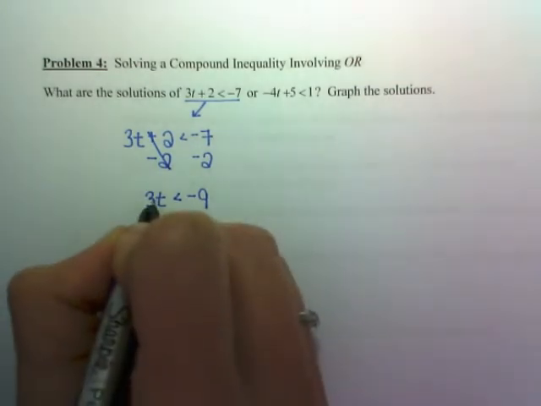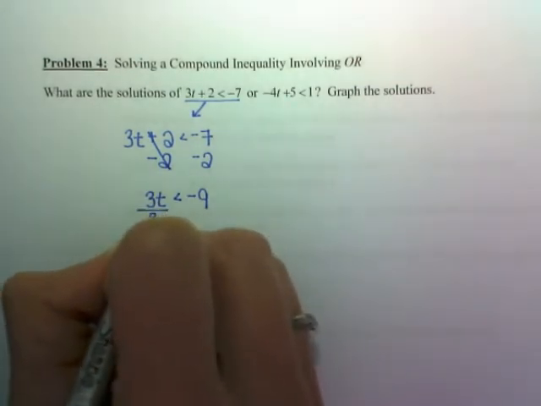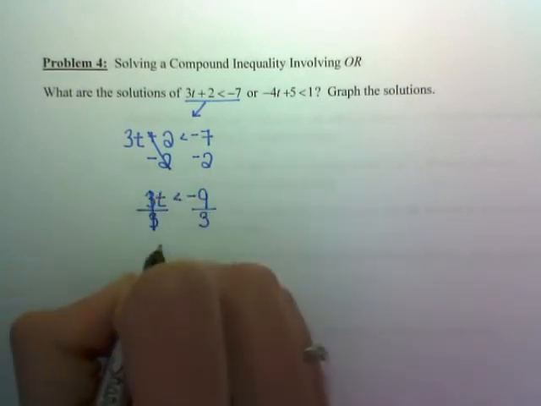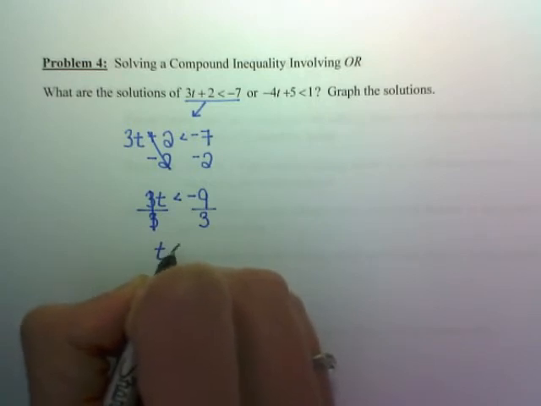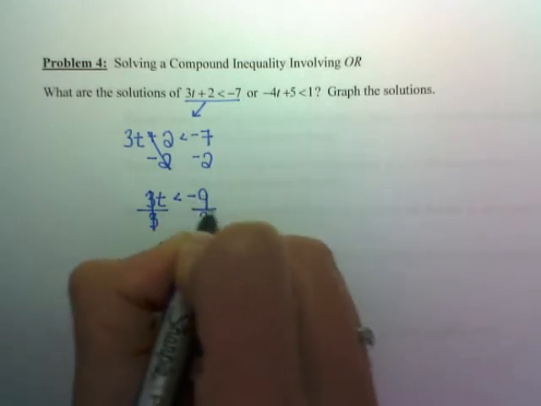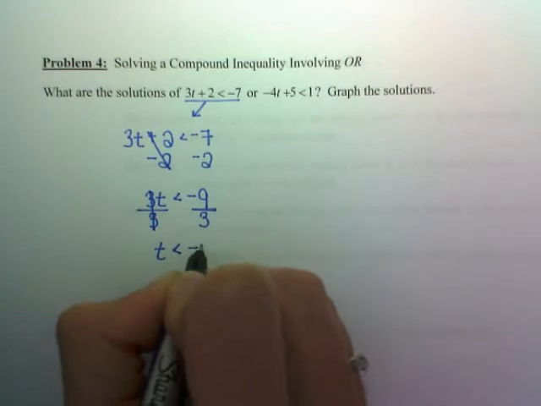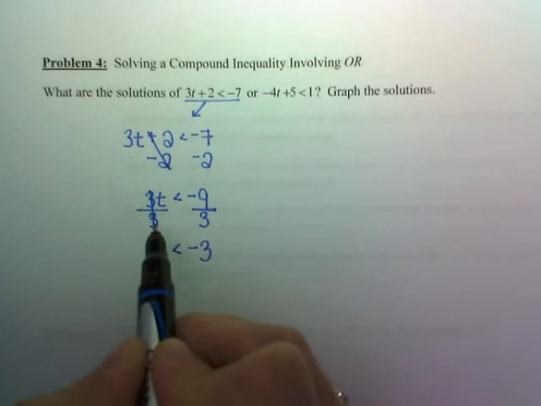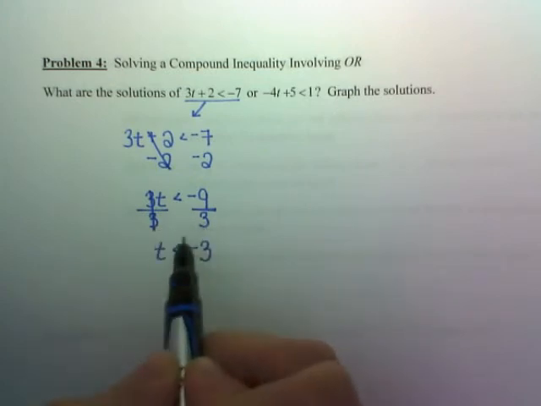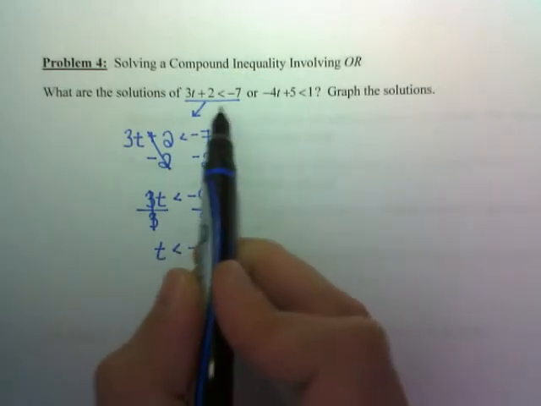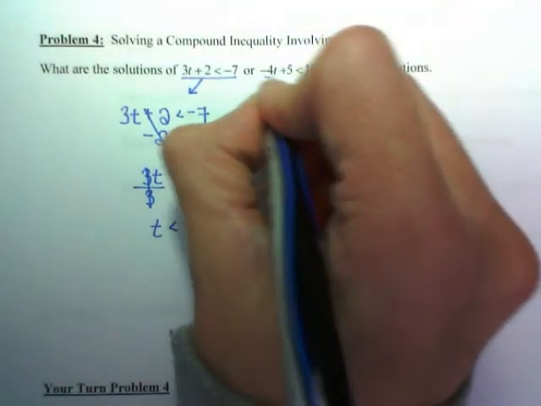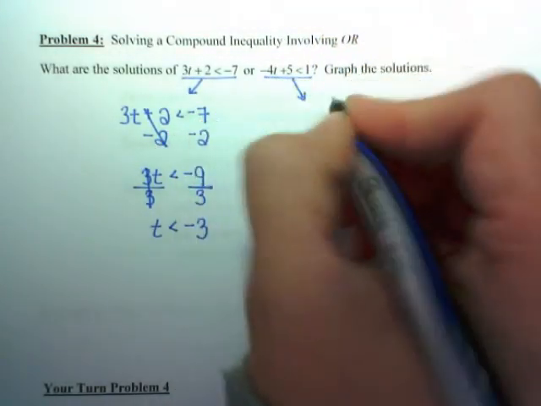Now the inverse of multiplying by 3 is going to be dividing by 3. 3 divided by 3 gives me 1, so I'm left with 1t, less than negative 9 divided by 3 is negative 3. Now even though I'm dividing into a negative number, I did not divide by a negative number. These are both positive, so my inequality symbol did not change. So there's t less than negative 3. That represents that inequality.